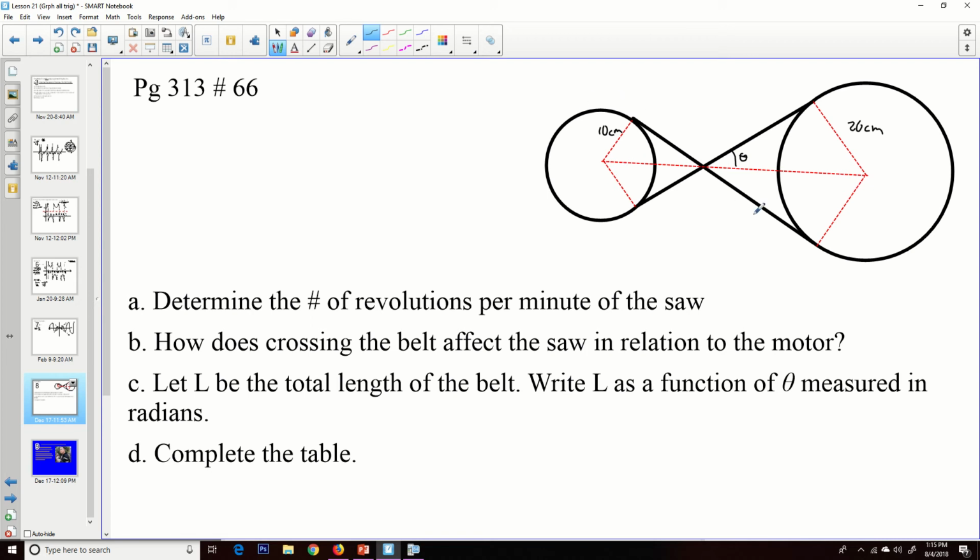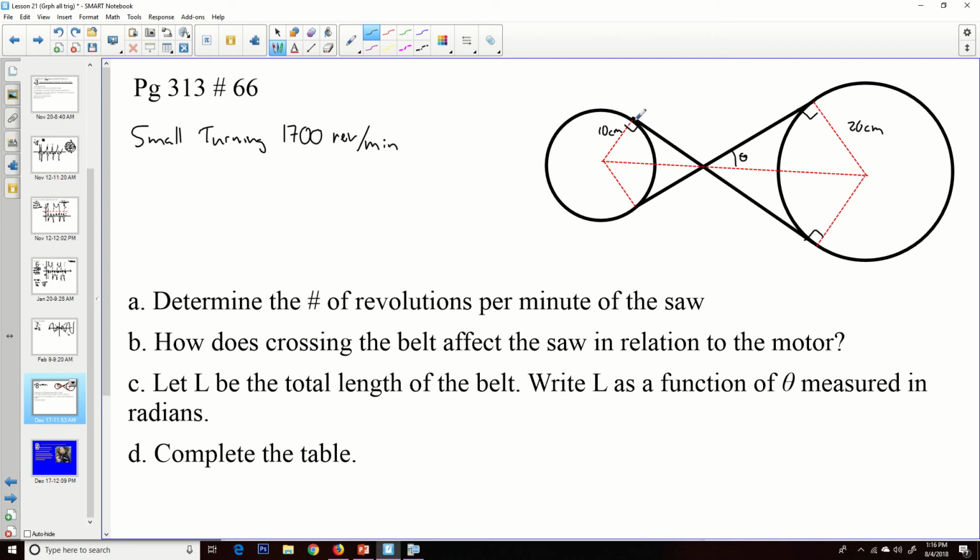When you have a tangent line, and this is going to be a tangent line, it's going to be perpendicular to the radius of where it touches. So we've got a bunch of right triangles here, and we're trying to keep this as clean as possible. It's going to get messy, but the small one is turning at 1700 revolutions per minute. So it wants us to determine the revolutions of the saw.